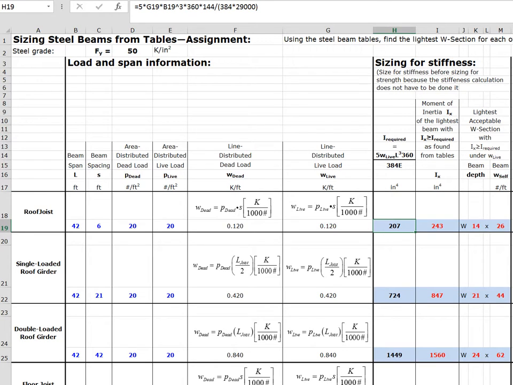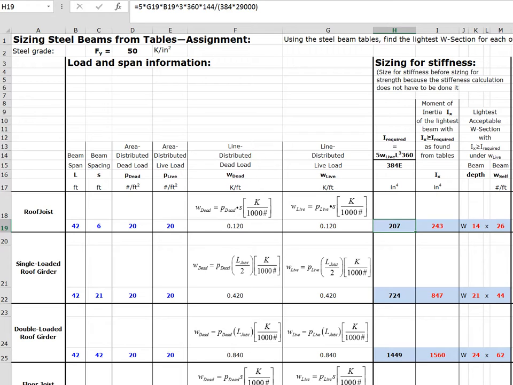So now we have sized these beams for stiffness. And that's done. We can now move on. We don't have to look back or try to second guess any of that. We have that problem taken care of.